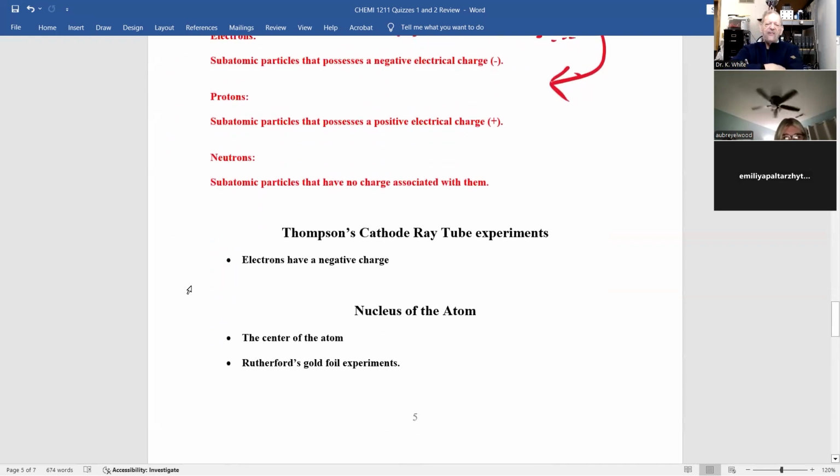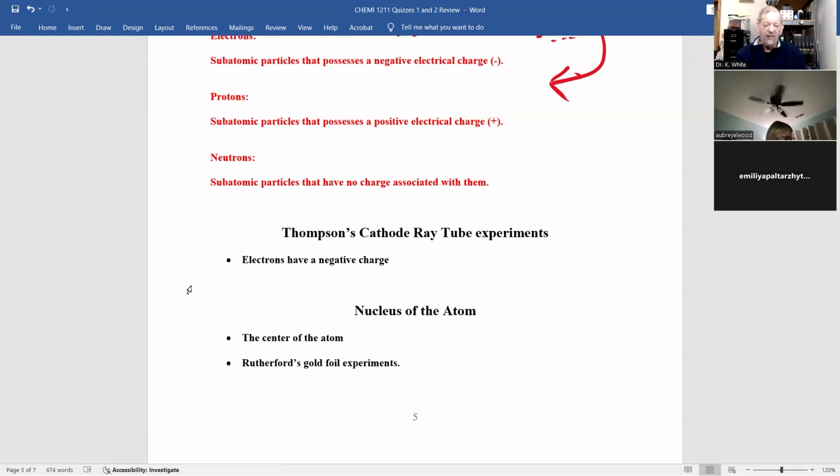Now, circa 1900, 1910, there was a lot of research being done on what an atom is. One important piece of research was done by Dr. Thomson, the cathode ray tube experiments. You should know it proved that electrons had a negative charge, because they didn't know what the charge was.